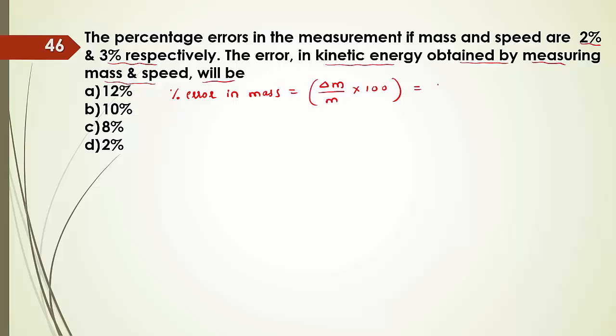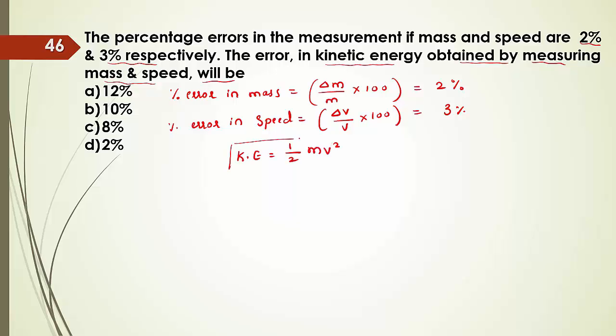It is already given the value. How much? 2%. Similarly, percentage error in speed is also given. That is delta v over v into 100, which is 3%. Now we have to calculate error in kinetic energy. Kinetic energy is given by the equation half mv square. So this equation you have to remember to find error in kinetic energy. Is it clear?